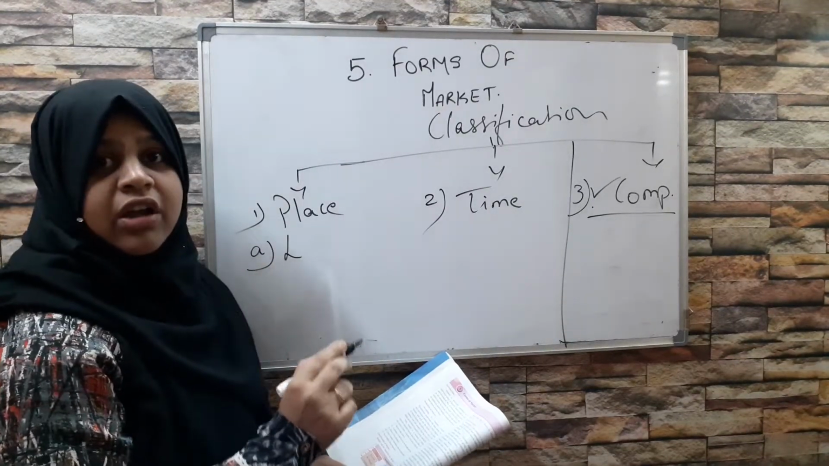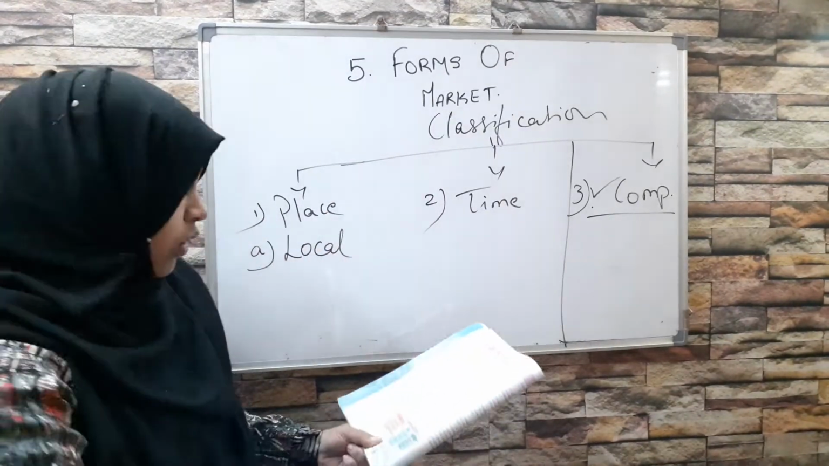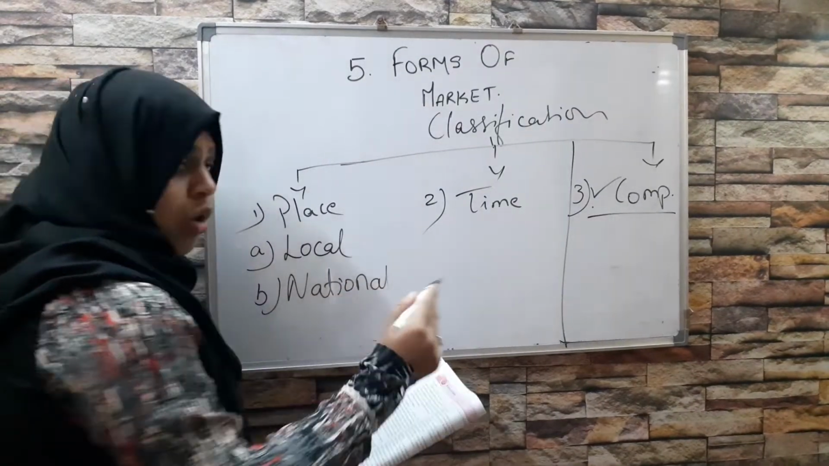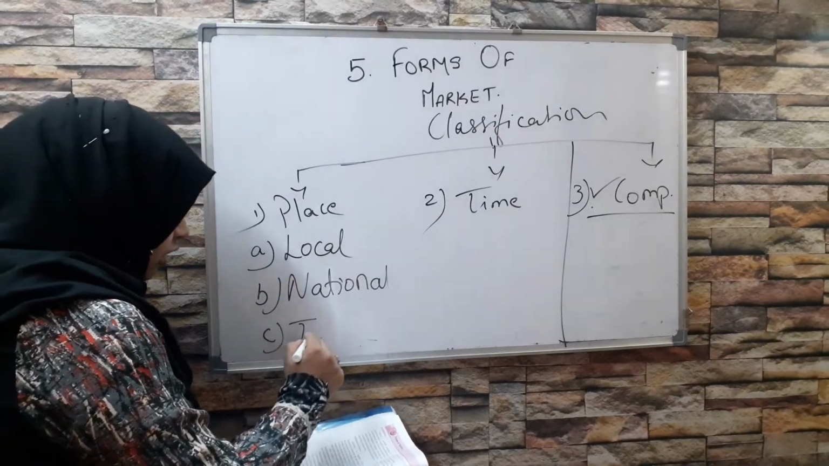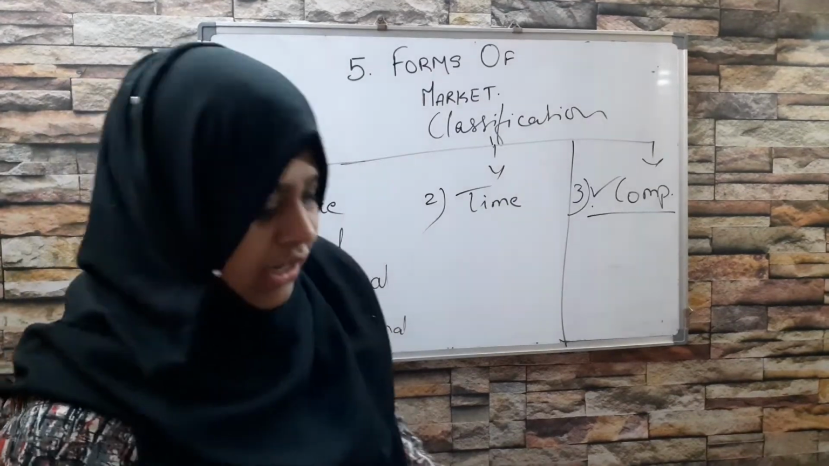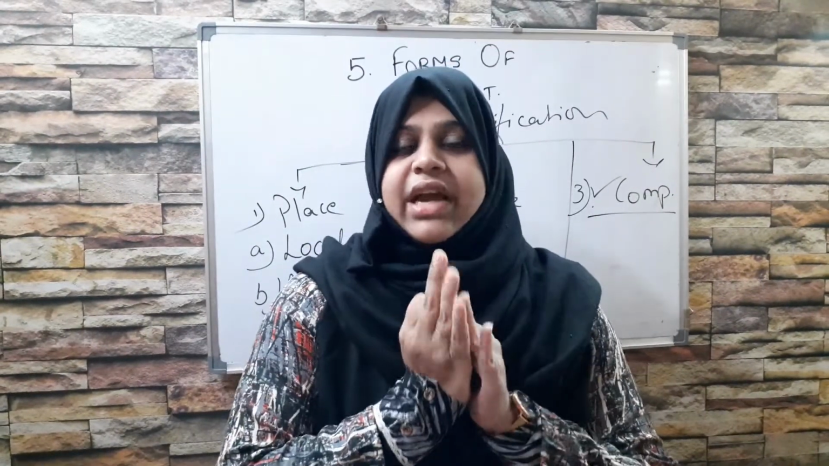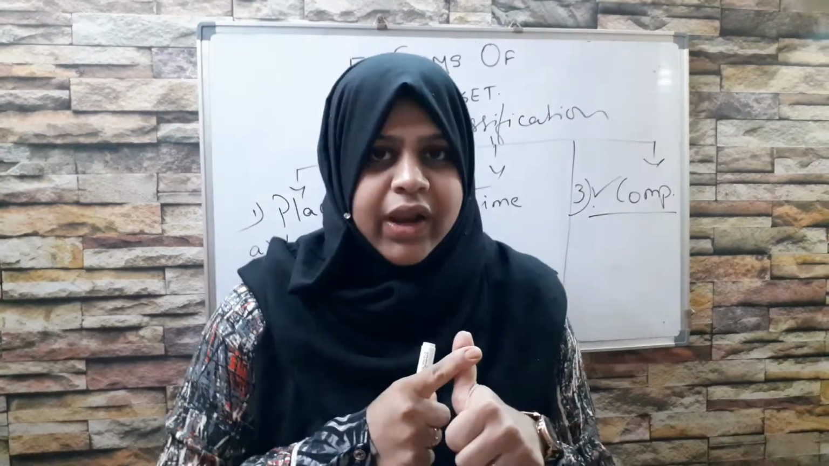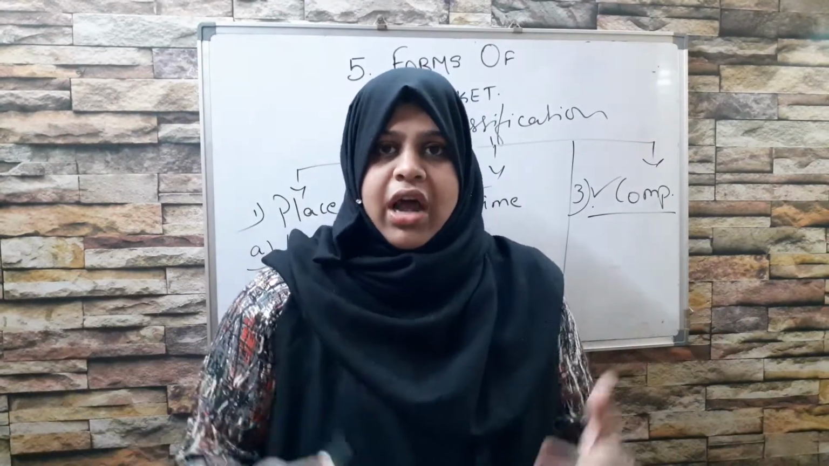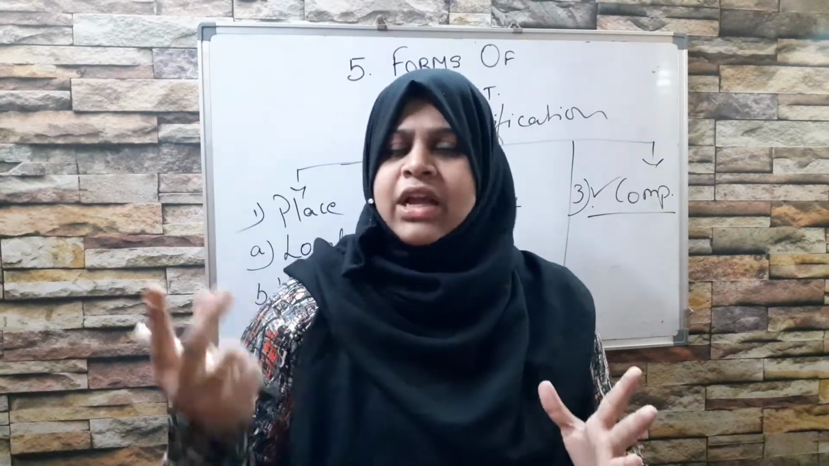on the basis of place, a market could be local. Alright, or a market could be national, or a market could be international. Okay, local, national, international. On the basis of place, these 3 are the types of market. It is classified into local, very simple, a place, a locality where a certain product is produced and it is sold there itself. That is known as local market.